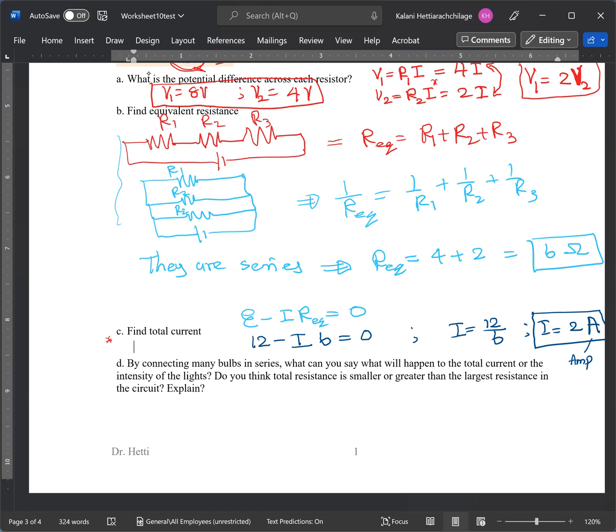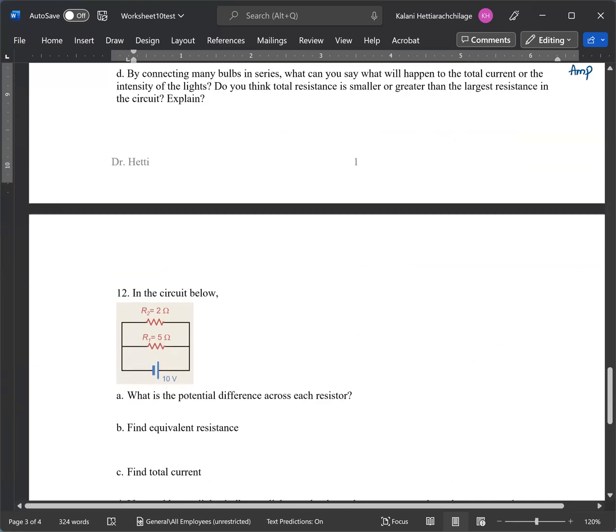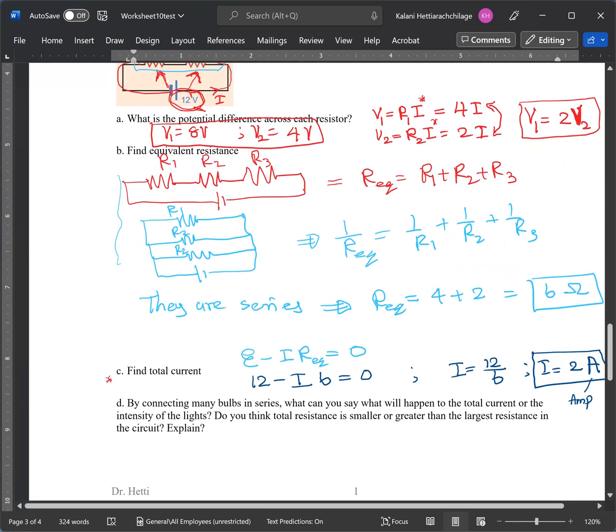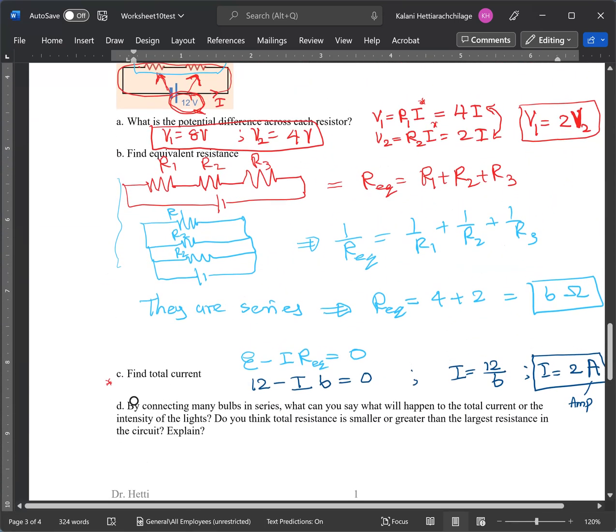Okay, so now after you find this current, as I mentioned in part A, you remember in part A, after I find the current, you can see it in here. If current is 2, what will happen in here? 2 times 4 is 8. That means my V1 is 8. And 2 times 2 is 4. That is my V2 is 4. Okay, you can find the current first if you want, and then calculate the V.